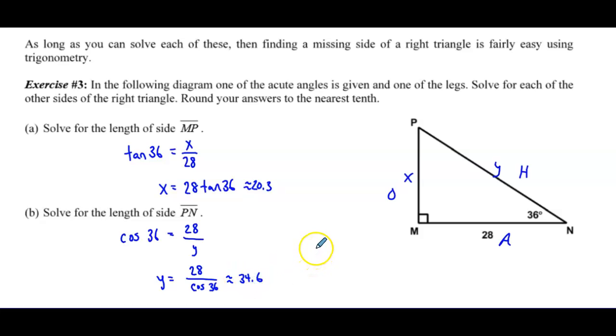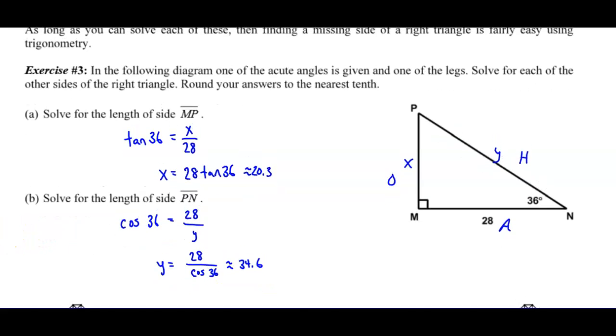Okay, so there's a difference between an exact answer and a calculator answer. The exact answer has the trig ratio still in it, and then the calculator answer is the rounded version of what the calculator tells you. Okay, so on to the next page here.